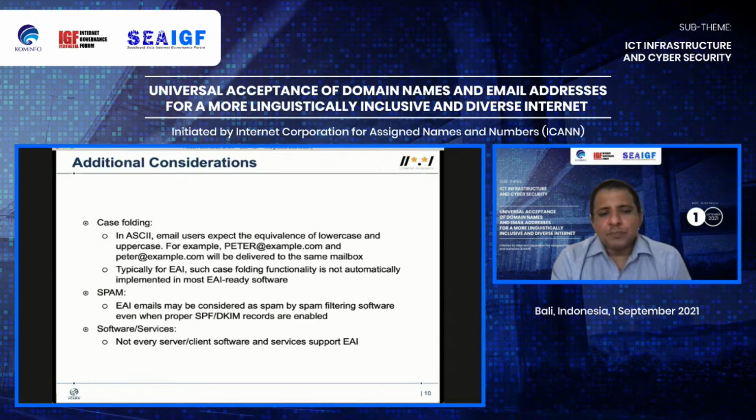Another thing is spam. Even though we use EAI, we still have to have spam filters and so on. We still have to use best practices like SPF, DKIM, DMARC, and so on, just like in a normal spam system. We will still use those in EAI-based email as well. In terms of software and services, some of these tools and services, just like what we showed earlier, may not support EAI, so we need to be aware of that as well. Next slide.